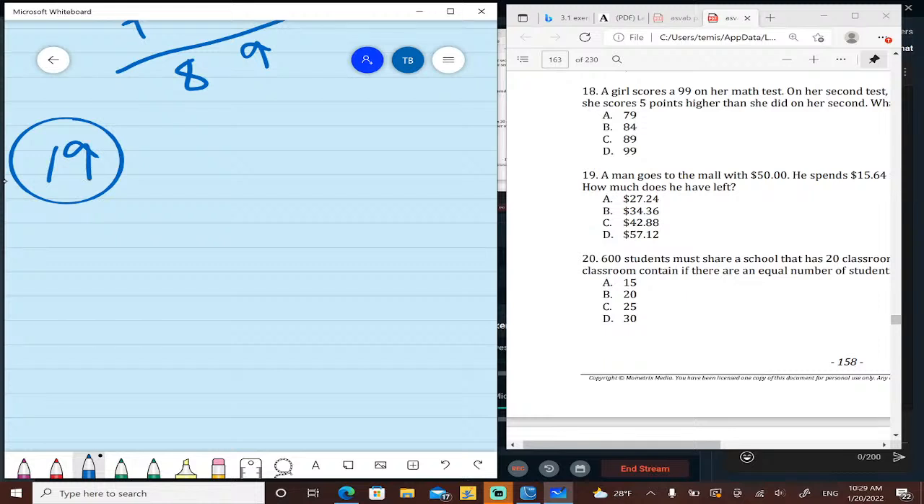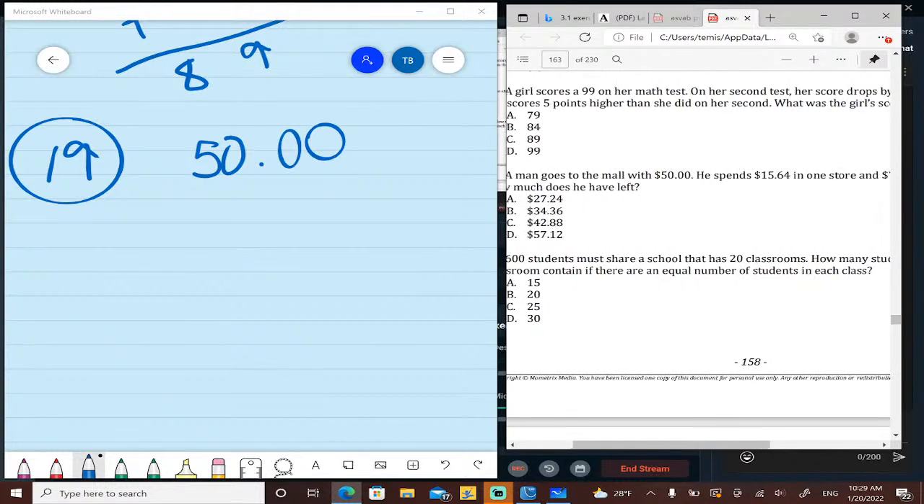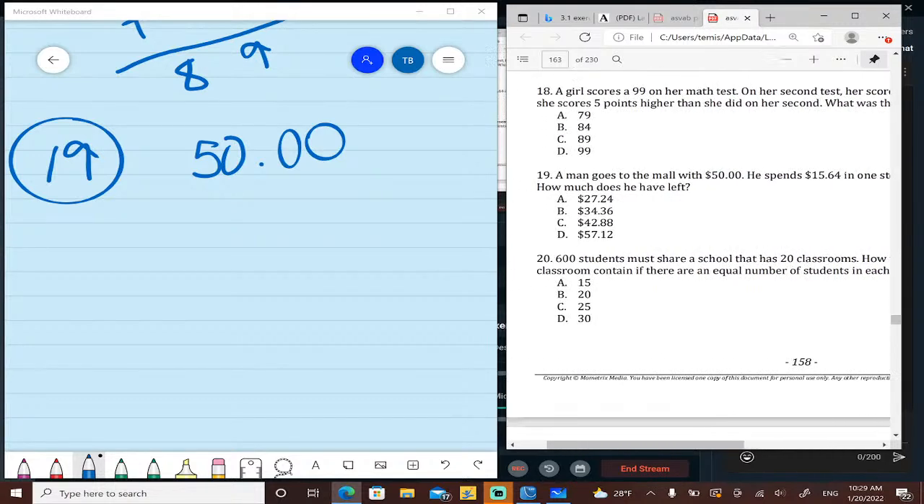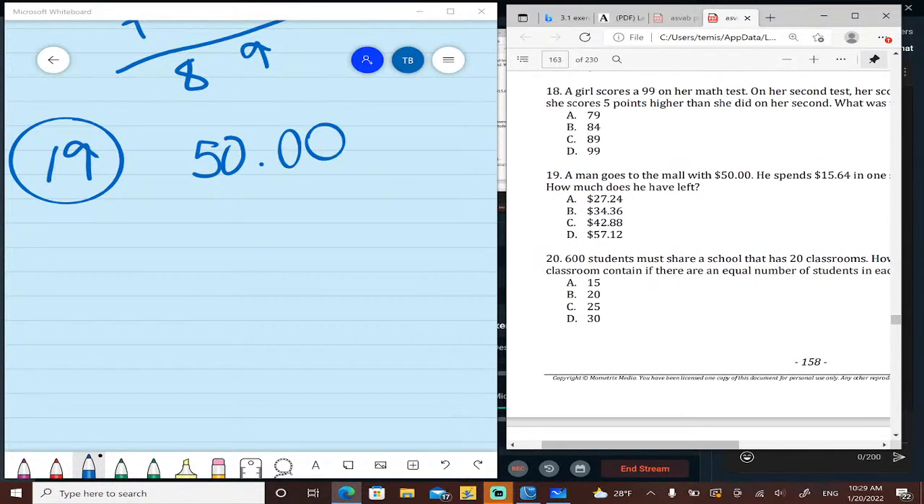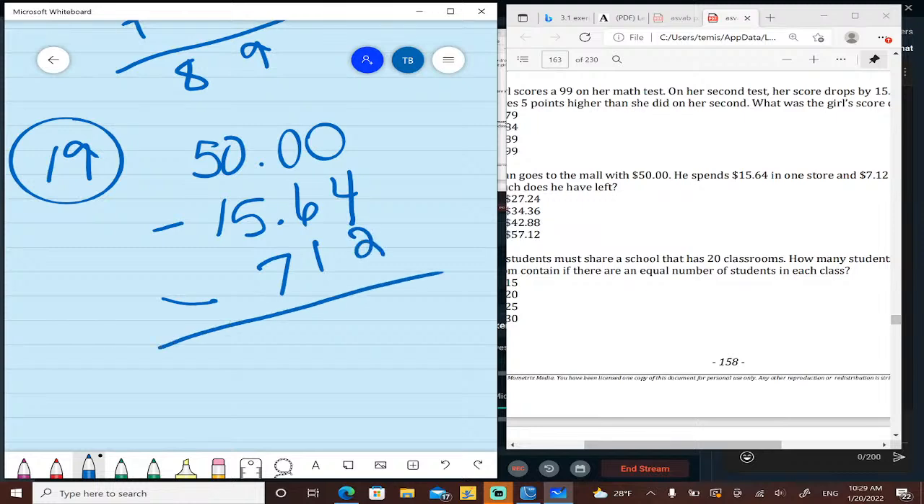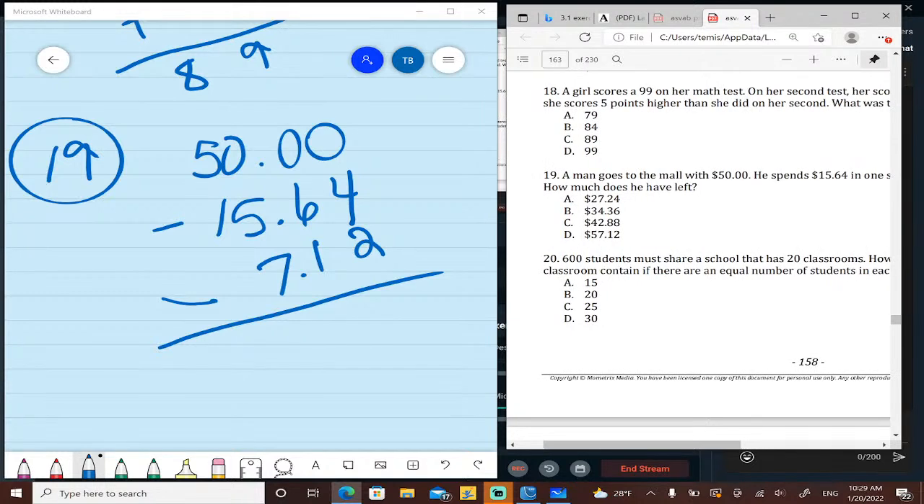Okay. A man goes to the mall with $50. He wasn't trying to spend no money. And he spends $15.64 in one store. $7.12 in the second. He must have been to the candy store. How much does he have left? Well, if he spent, that's subtraction. $15.64. And then he spent $7.12. Okay. So that's how much he spent. So it says, how much does he have left?